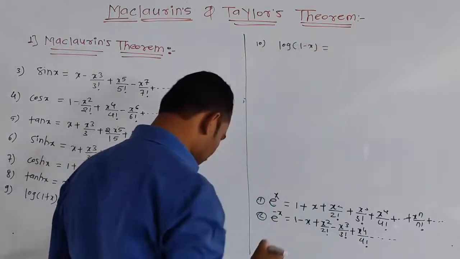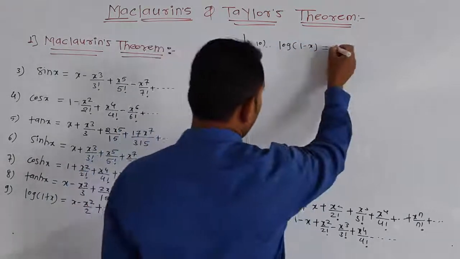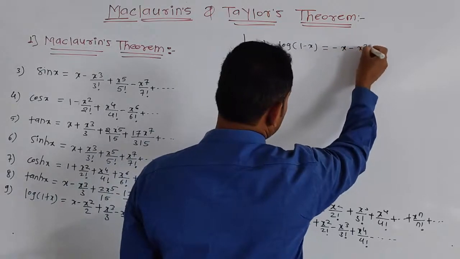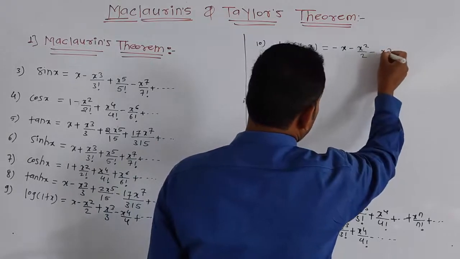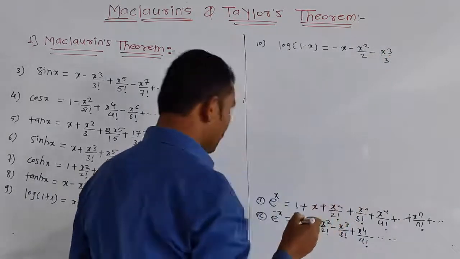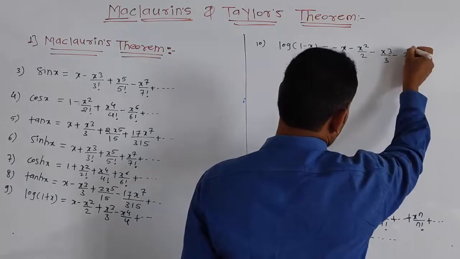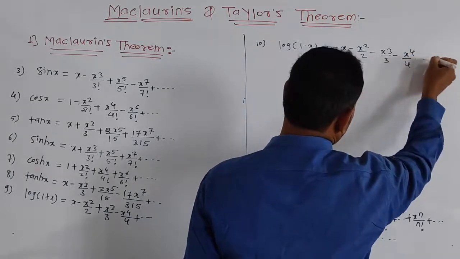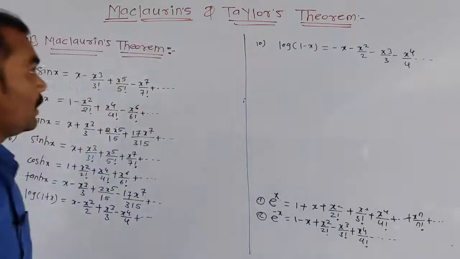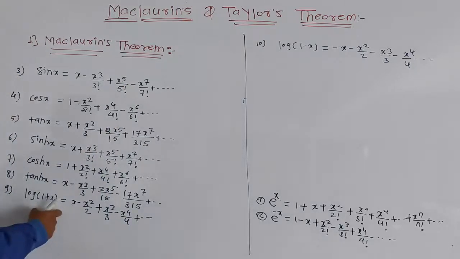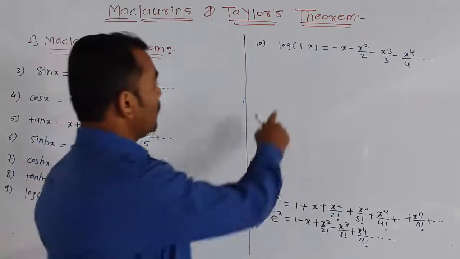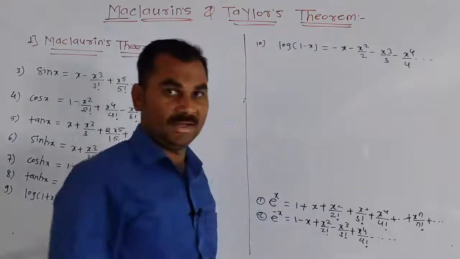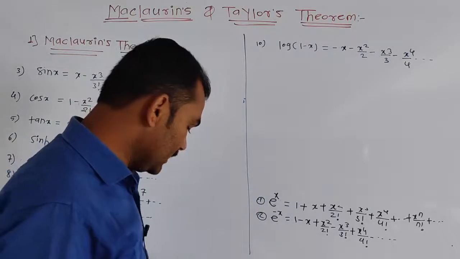Log 1 minus x, we get minus x minus x square by 2 minus x cube by 3 minus x raised to 4 divided by 4 minus dot dot dot. This series contains all negative signs. Log 1 plus x is alternately positive and negative. What is the difference? Log 1 plus x is alternately positive and negative, but in log 1 minus x all the terms are negative.